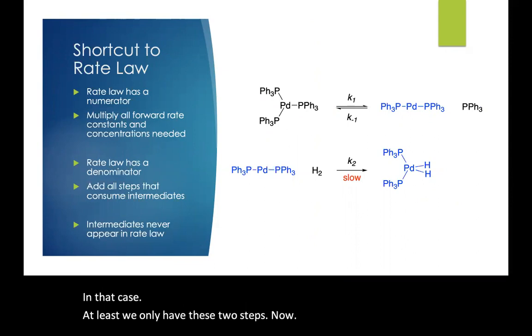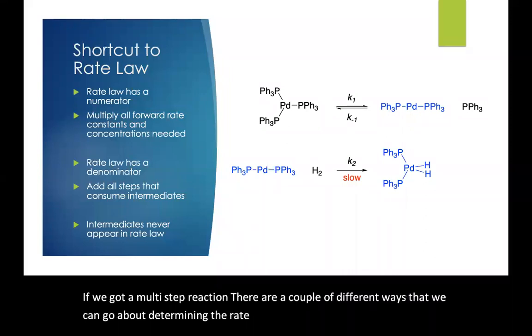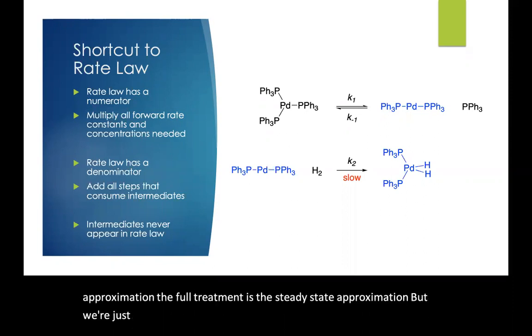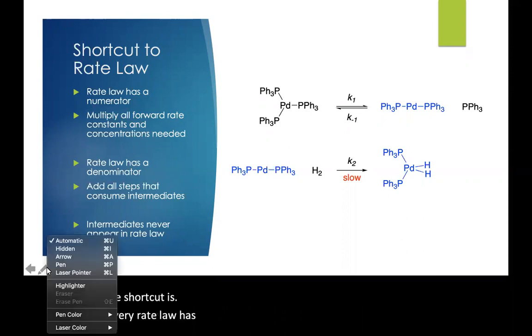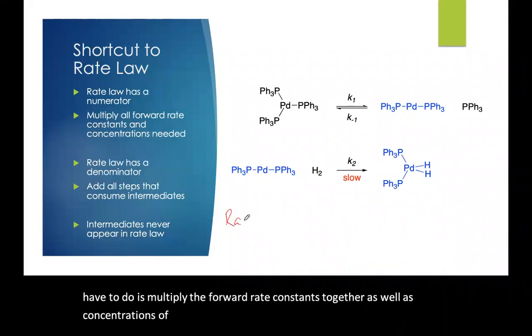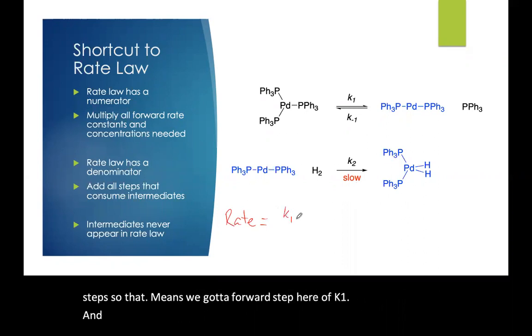And if we've got a multi-step reaction, there are a couple of different ways that we can go about determining the rate law. But I'm just going to show you a shortcut to one called the steady state approximation. The full treatment is the steady state approximation, but we're just going to do this shortcut that arrives at the answer. And the shortcut is that every rate law has a numerator. And to find the numerator, all you have to do is multiply the forward rate constants together, as well as concentrations of all the species that you need to carry out those forward steps. So that means we've got a forward step here of K1, and a second forward step that uses K2.